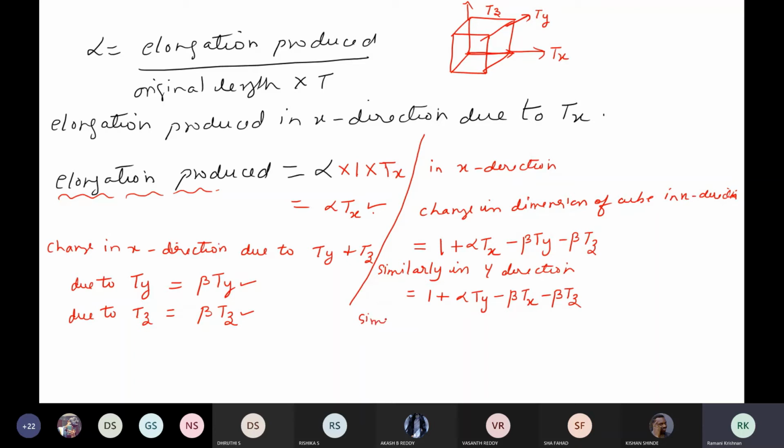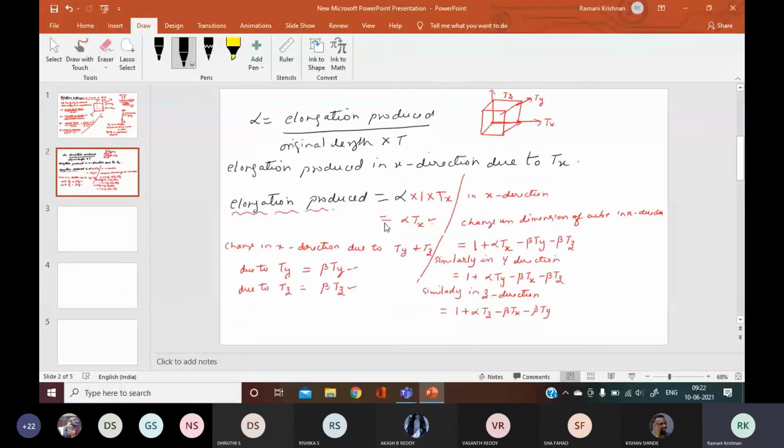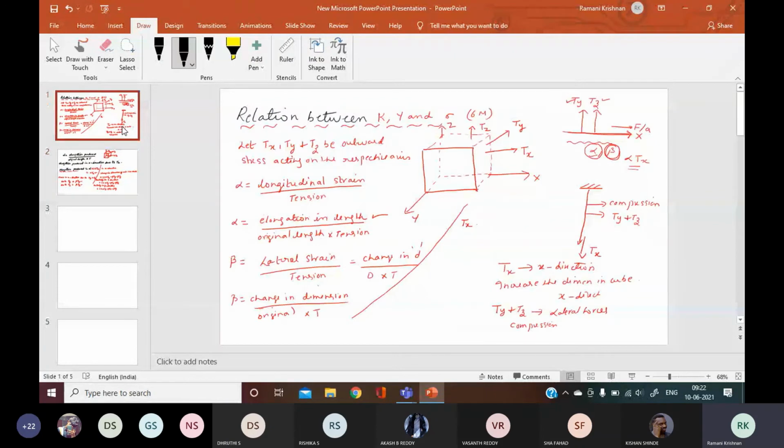Similarly in the z direction, can you tell me again the same thing? What is the change taking place in the cube? 1 plus alpha Tz minus beta Tx minus beta Ty. This is the change taken place. Quite simple. Okay, right. Now I'll just show you once again because it needs a little understanding. So students, if you understood that much, you'll be able to make it fast.